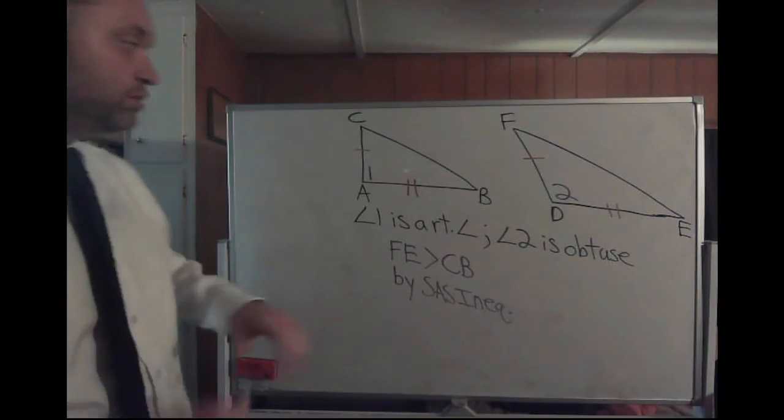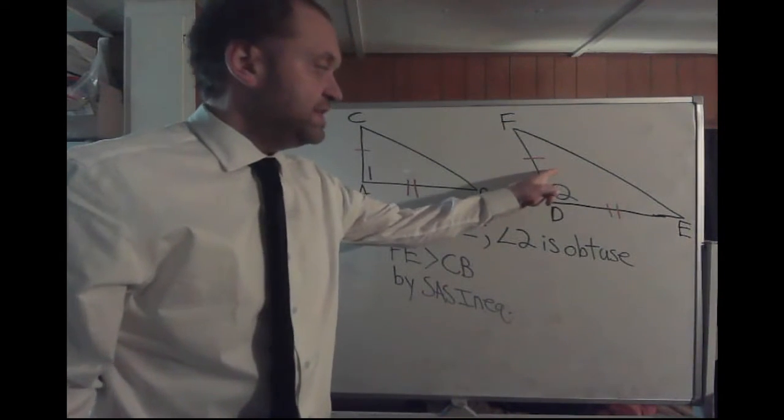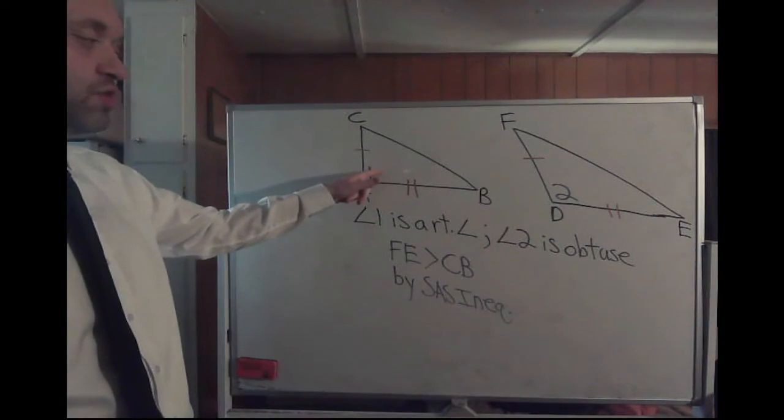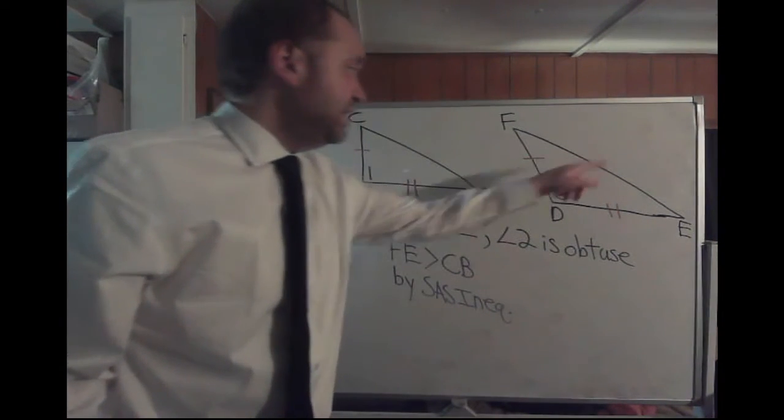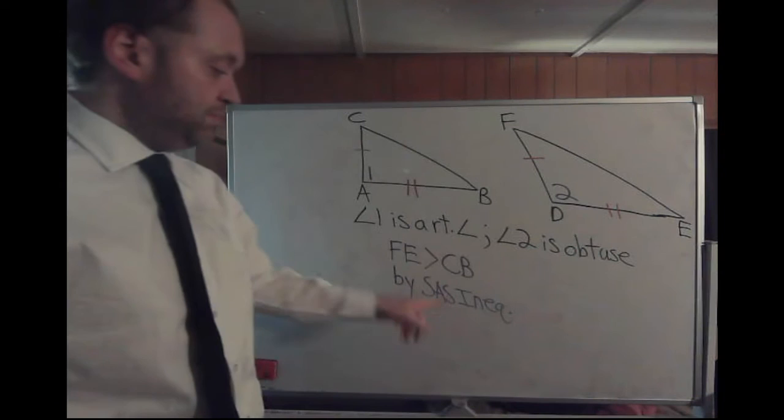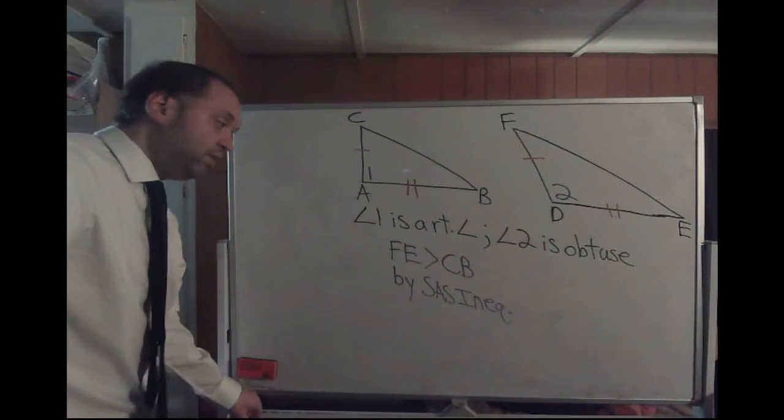So since the included angle of triangle FDE is greater than the included angle of triangle CAB, that means that side FE is greater than side CB by the side angle side inequality theorem.